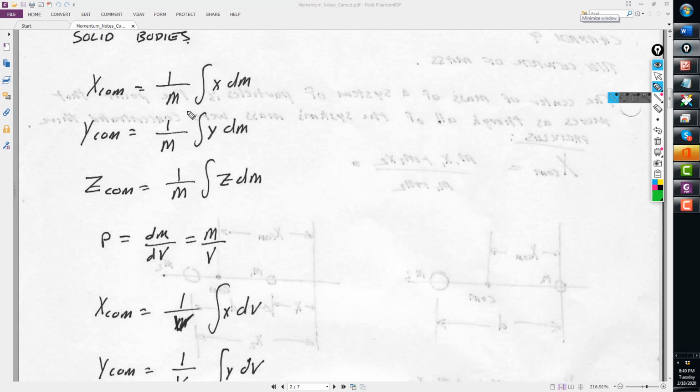So when we talk about solid bodies, in essence, we're just going to take the integral: 1 over the total mass times the integral of x dm as mass varies. And this is true for the x, y, and the z.